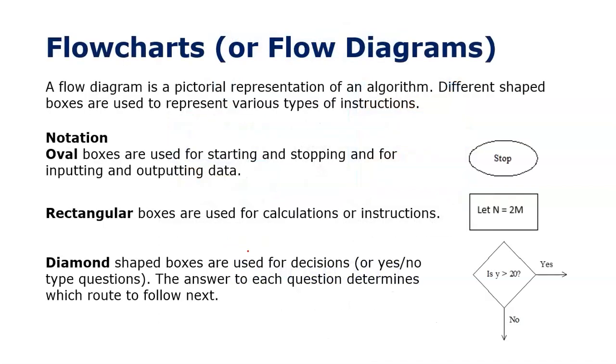So first of all, flowcharts, or sometimes called flow diagrams. Basically, it's a picture which represents the steps that you need to make in an algorithm. There is certain notation that you need to be aware of. For instance, the stop and start commands are always within this oval shaped box. The rectangular boxes are often used for calculations or instructions of some kind.